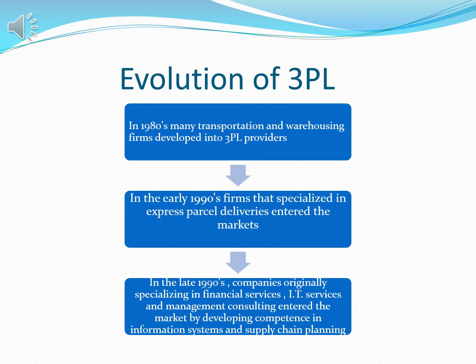In the 80s, many transportation and warehousing firms developed into third-party providers. In the early 90s, firms that specialize in express parcel deliveries entered the market. In the late 90s, companies originally specializing in financial services, IT services, and management consulting entered the market by developing competence in information systems and supply chain planning. So from transportation and warehousing, they went to specialized or parcel deliveries, then added financial services, information technology, consulting, and competencies in information technology used in shipping and transportation, and lately they entered into total supply chain management.